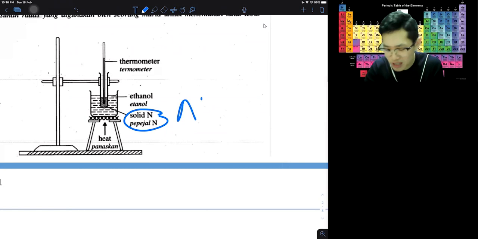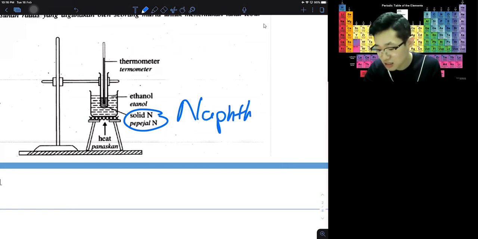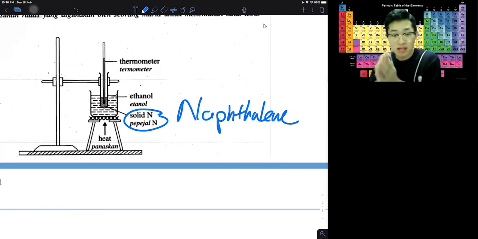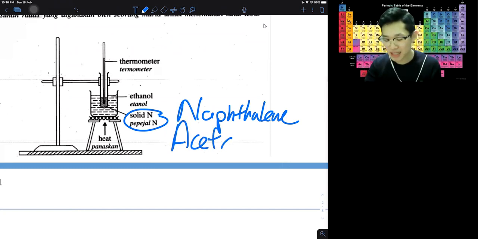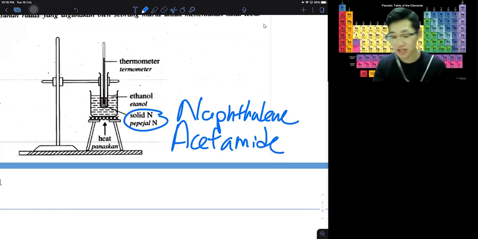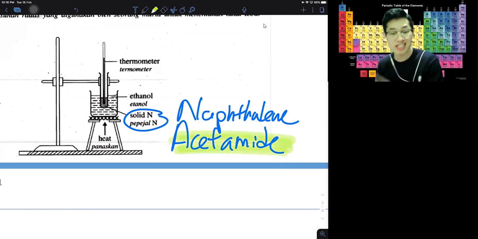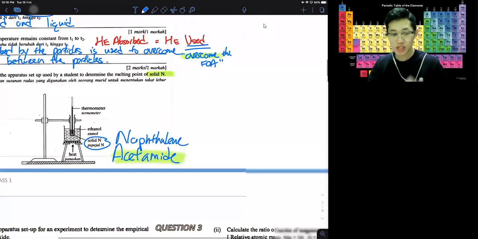Yes, it can be the one that we learned, naphthalene. If they ask you other than naphthalene, you can use this one, acetamide. So I give you another extra example here, just in case you need it, acetamide.